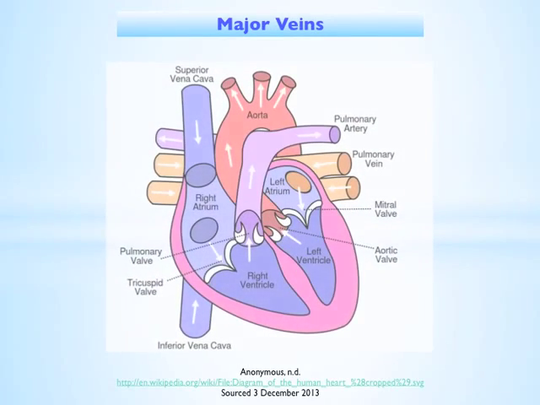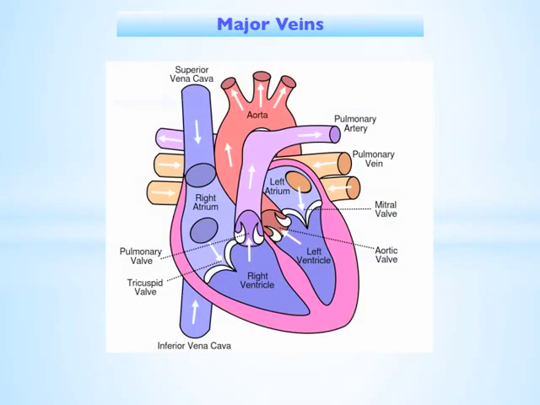The major veins, the major ones returning blood to the heart are the superior vena cava from the head and neck, the inferior vena cava from the inferior part of the body. You've also got blood returning to the heart from the lungs.